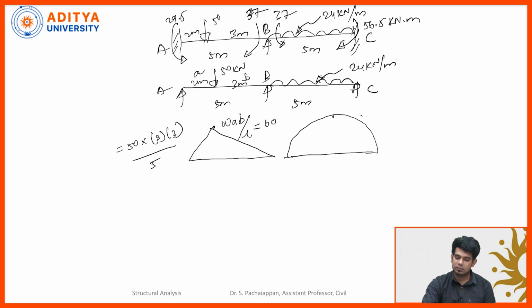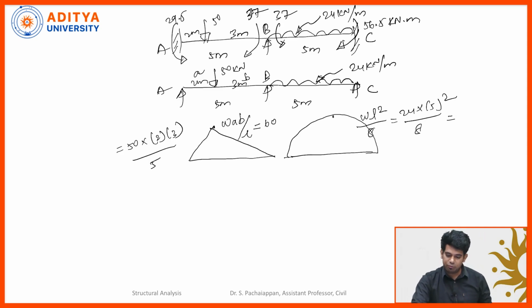But for the UDL, the maximum bending moment is WL square by 8. So W is 24 and the span is 5 meters, divided by 8, which will give you 75 kilonewton meter.